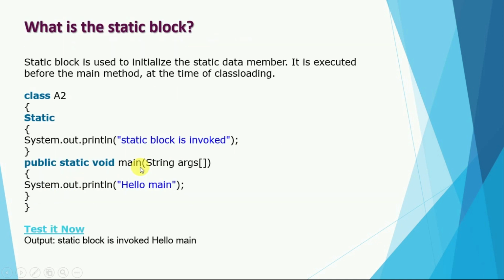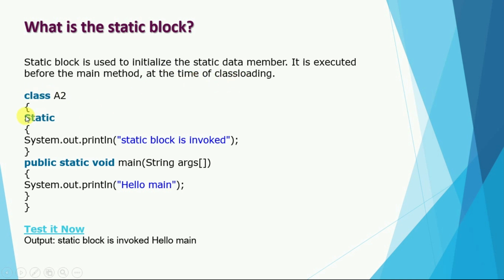Okay, so what is the static block? We already discussed static method and static members. So static block is used to initialize the static data member. If we want to initialize a static data member, we can use a static block. It is always executed before the main method, at the time of class loading.